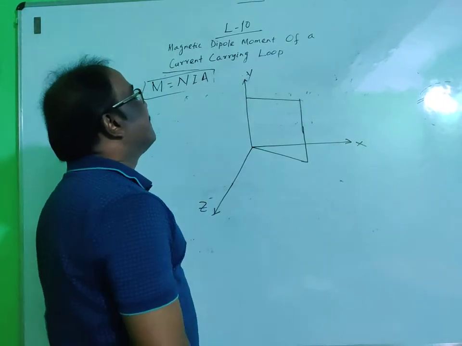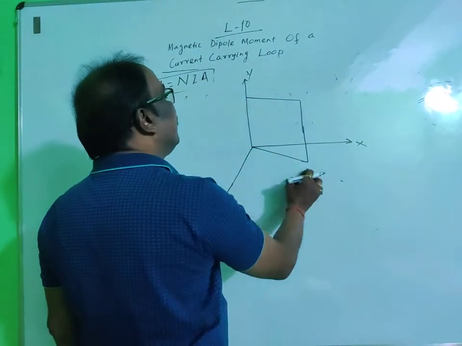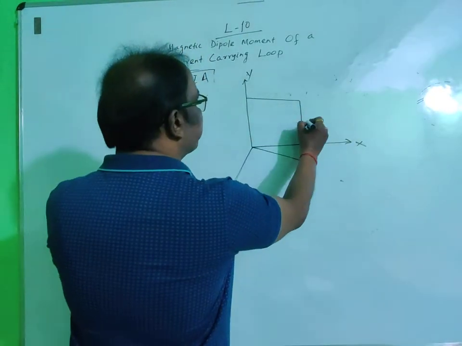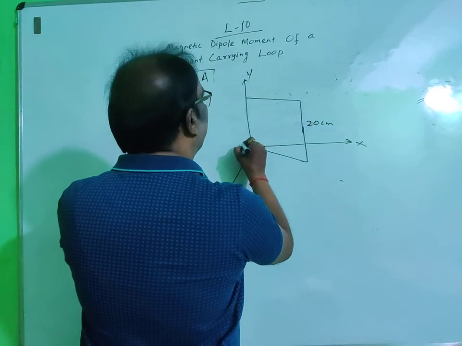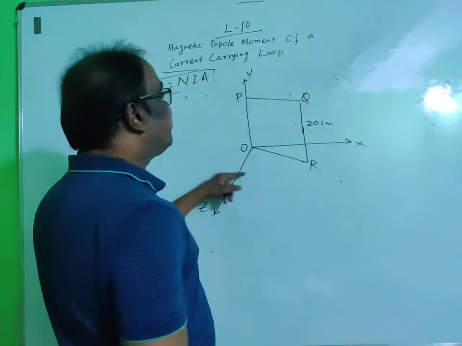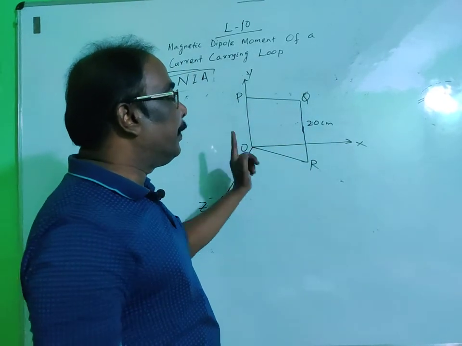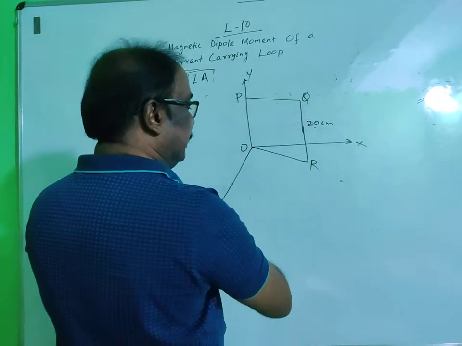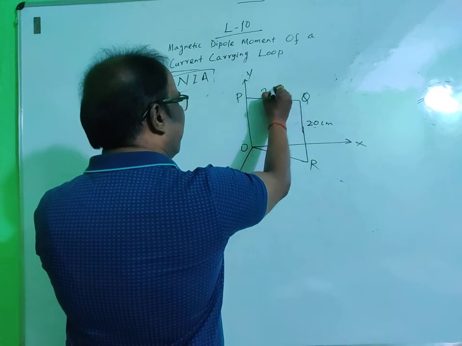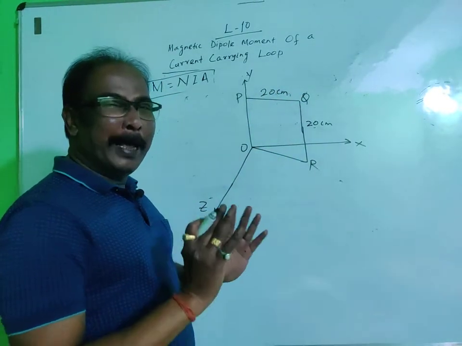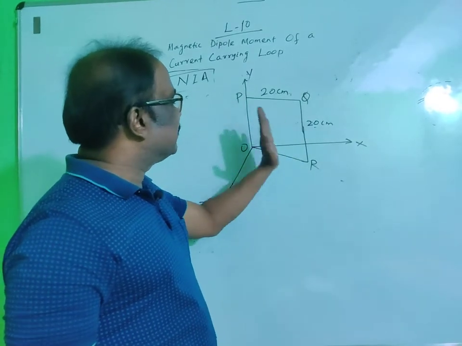In the form of a parallelogram. You may name it OPQR. This is the current carrying loop OPQR. This side is 20 centimeter, or you may take both sides the same, 20 and 20. A square loop, but it is inclined.